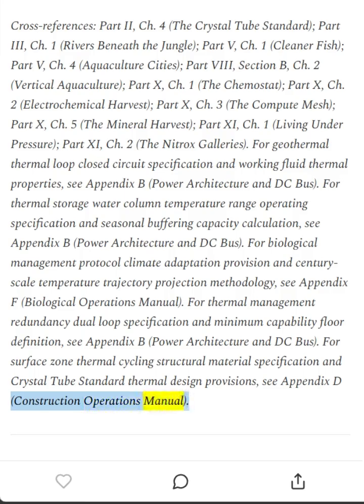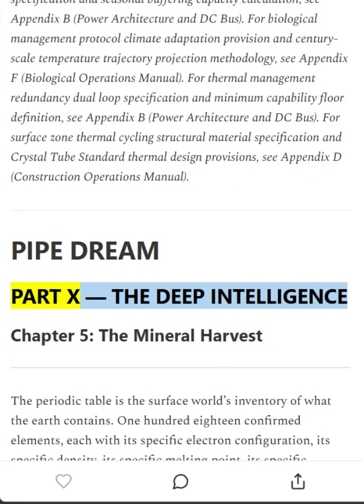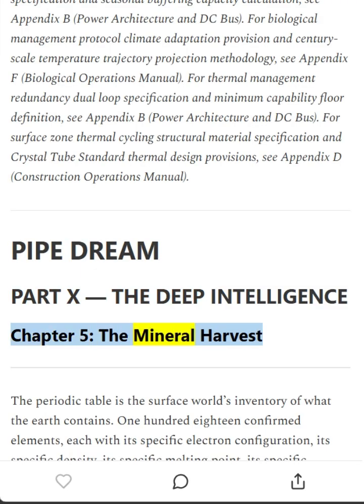Pipe Dream. Part 10, The Deep Intelligence. Chapter 5, The Mineral Harvest.